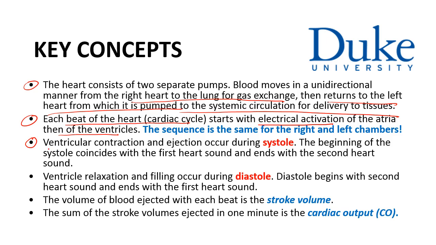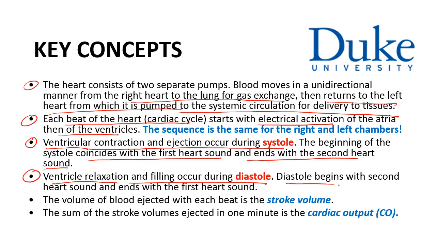And thirdly, we have the ventricular contraction and ejection occurs during systole. And the beginning of systole coincides with the first heart sound and ends with the second heart sound. So the first heart sound is when we're closing the AV valves, the heart is full, and the second heart sound is where we are closing the aortic and pulmonic valves because the heart now is starting to relax and pressure is lower than what's downstream. Fourth, the ventricles relax and fill during diastole.